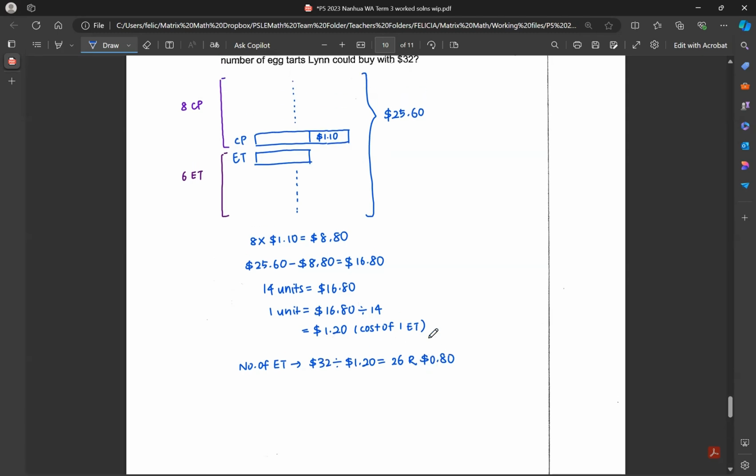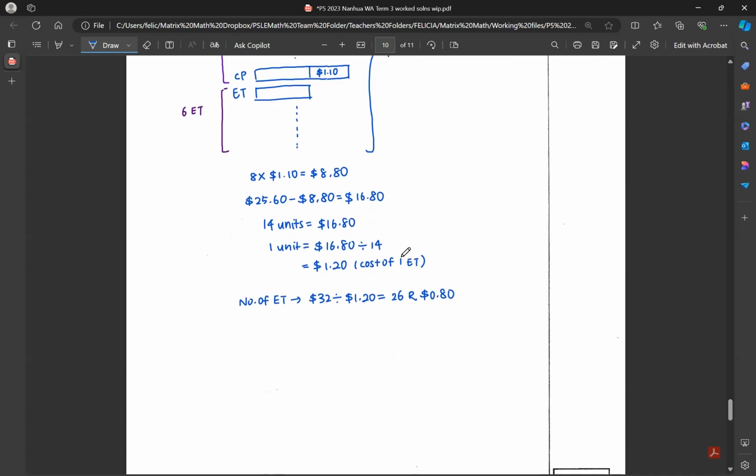All right. So this 80 cents, you have to take it into consideration. Can she buy anything else? Can she buy more egg tarts with this 80 cents? Obviously not, because every egg tart is actually $1.20. So this remainder, you can set aside. She has to keep it in her pocket. She can't use it. So basically the maximum number of egg tarts that she can buy is just 26 egg tarts.